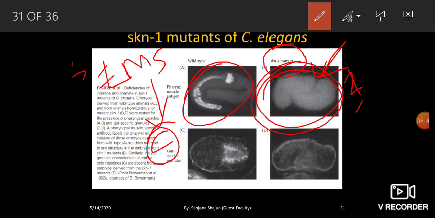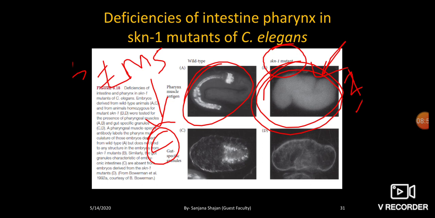One more thing about this SKN1 gene is that it has a DNA binding motif which is very similar to the bZIP family of transcriptional factors. If you have forgotten about those transcriptional factors, you can go through another video which I made for your juniors. It's right there about this family. We'll learn more about this gene, the SKN1 gene.